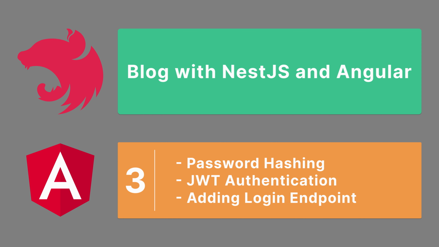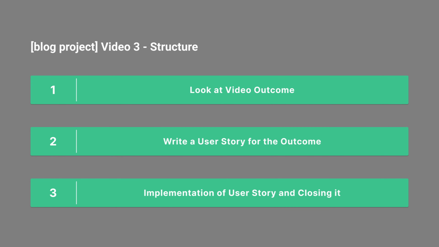So now we have the video structure. This will be like in the videos before. We will first have a look at the video outcome. What will we do? We will look at the Postman requests if they are working and what will be created. Then we will check the written user story for the outcome, and then we will implement the user story and close it. And right at the end we will have a short look at video 4. So there will be something about roles and protecting endpoints with JWT and with roles permission sets.